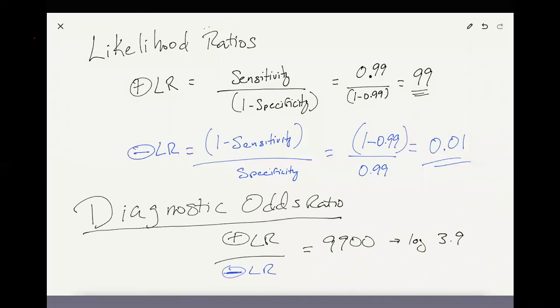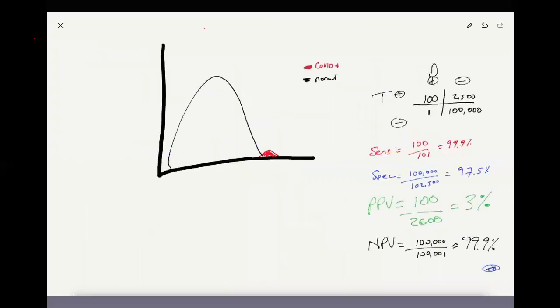We won't get into this too much, but there is another concept to be able to compare tests to each other, which is the diagnostic odds ratio. That's where you do a ratio between the positive likelihood ratio and the negative likelihood ratio. And these numbers can get really big, so sometimes they're transformed by a log base. I won't go into that further.